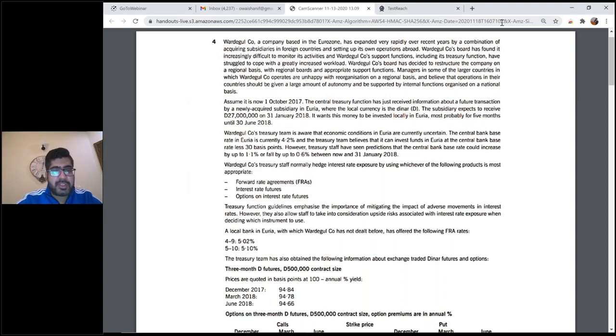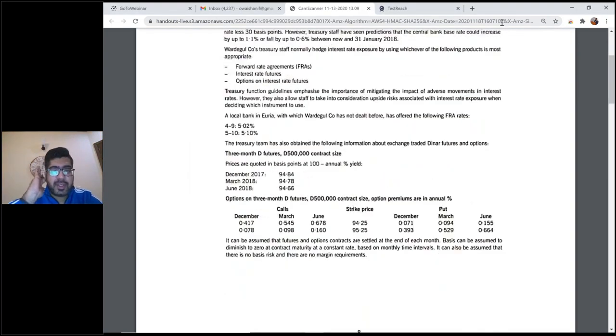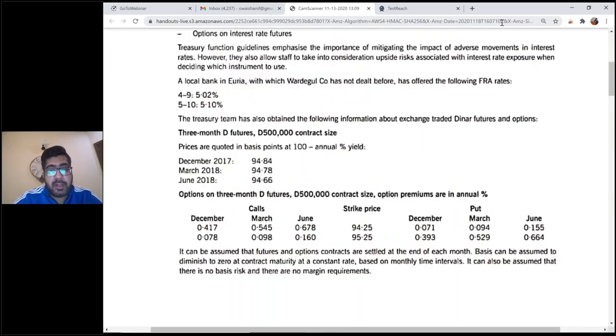Then you are given options data. 5 lakh, 500,000, is the contract size, and option premiums are in percentage. There are 2 exercise prices or strike prices given in the middle, 94.25 and 95. You are given calls as well as put options for December, March, June, and the figures in between are the premiums at both prices. At 94.25, the whole row is the premiums, and at 95.25, the whole row is the premiums.